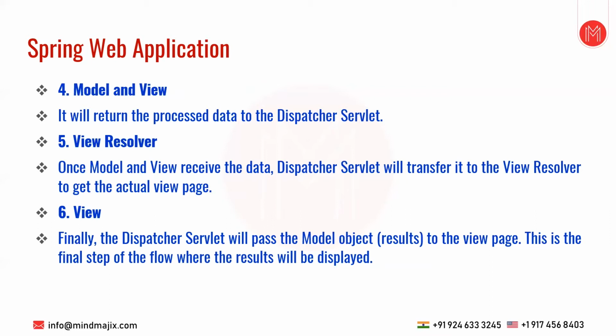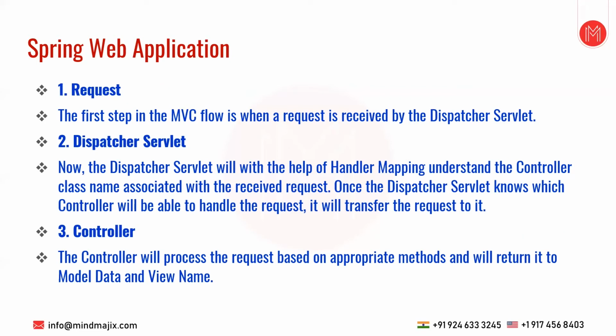Right? The first one is request. Generally, what happens in any web application, we are trying to send the request from the client. So in Spring Web MVC also, when we are trying to send the request, this is the first step in the MVC flow. Then what happens? The request is going to be trapped and taken by the dispatcher servlet.